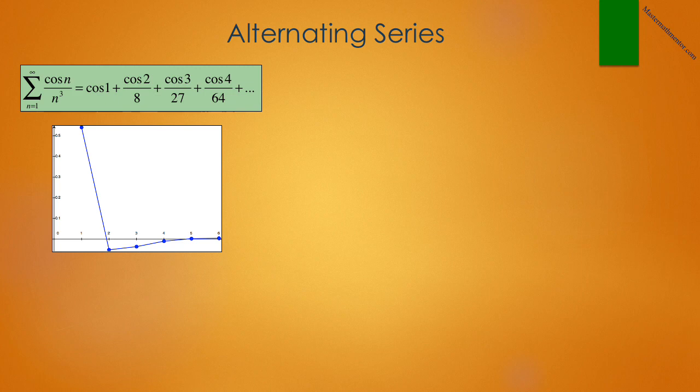Sometimes a series may have both positive and negative terms, but may not be an alternating series. For instance, the series summation n equals 1 to infinity of cosine n over n cubed is equal to cosine 1 plus cosine 2 over 8 plus cosine 3 over 27 plus cosine 4 over 64 plus dot dot dot. This has both positive and negative terms, but they do not alternate, as you can see on the graph. It almost appears that the terms are random in terms of sign. How do we determine whether this series converges or not?